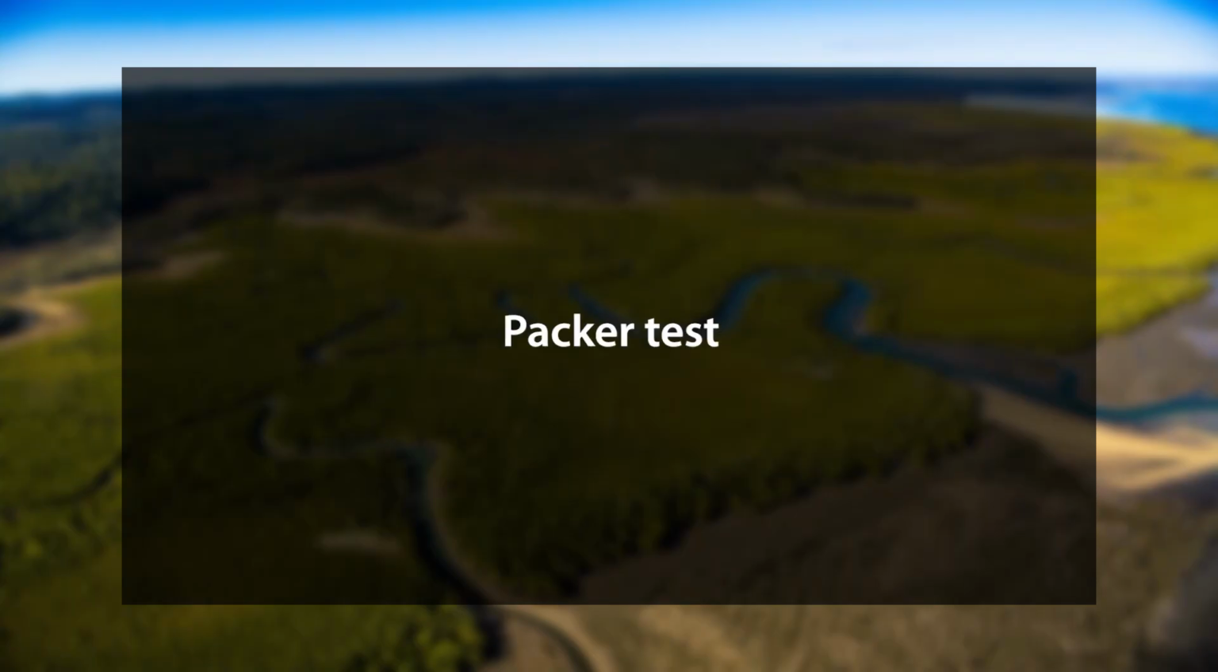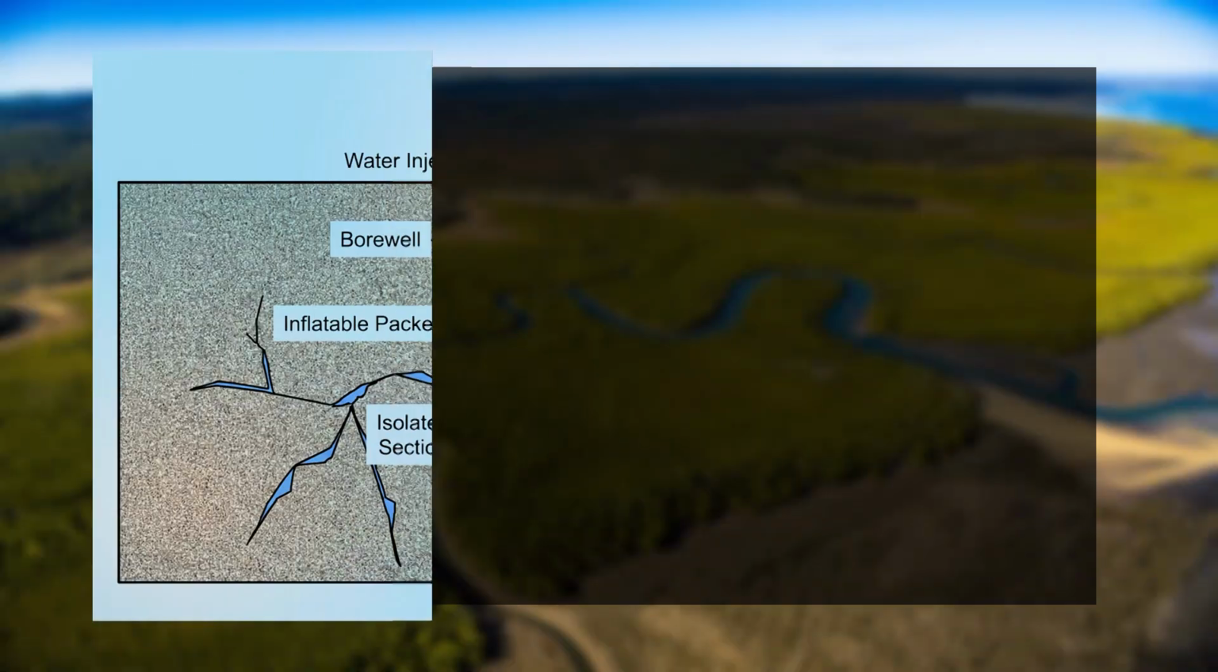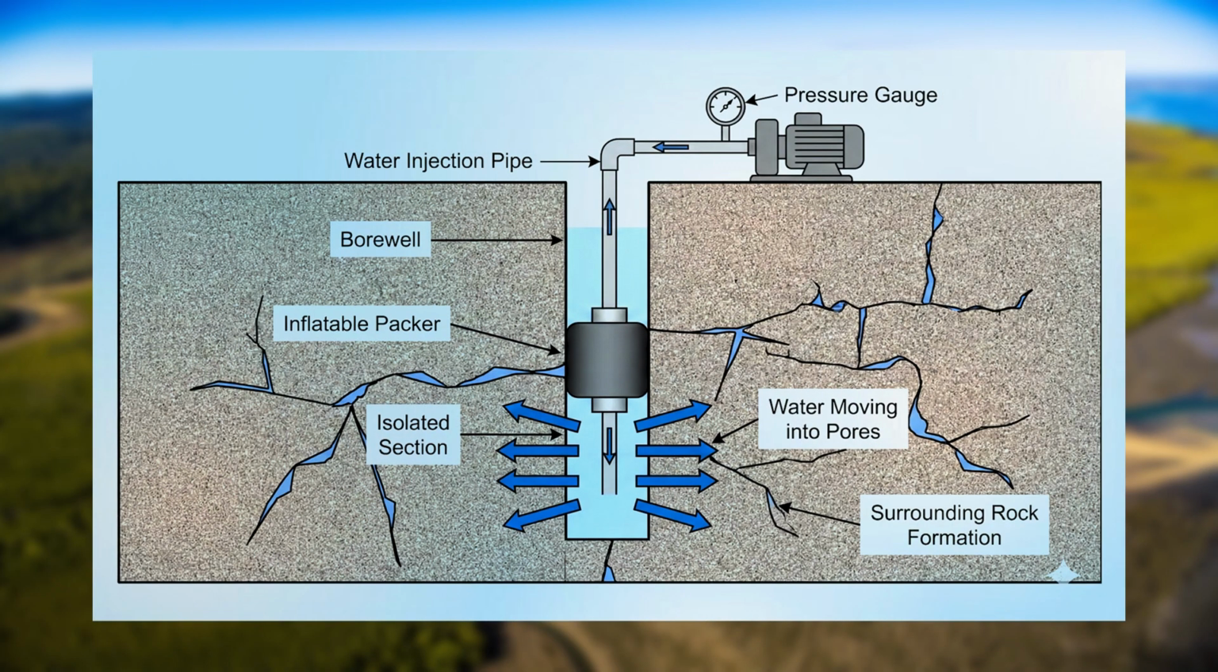Packer test. It is also known as Lugeon's test. In this, an inflatable packer is dropped into a bore well that isolates a section of it. Water is injected into the packer layer under controlled pressure. Water moves into the surrounding sides through pores. The drop of water in fractured aquifers is measured for water management, tunneling and dam engineering.